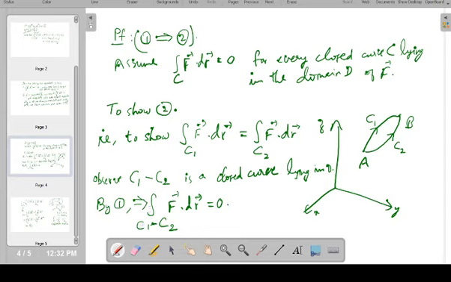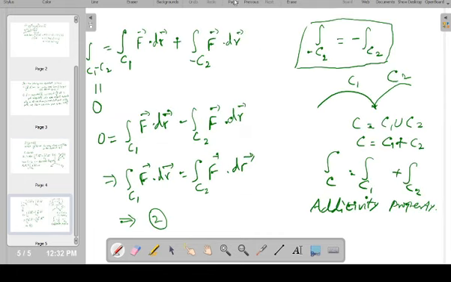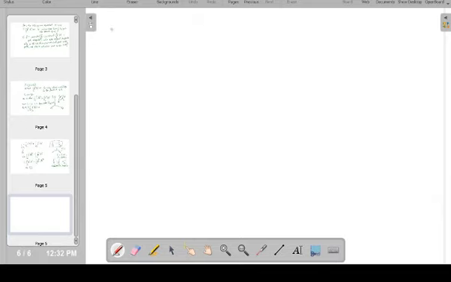Now the other way around. Assume 2. I have to prove 1. Conversely, assume 2. So I am proving 2 implies 1. Proof of 2 implies 1. So assume 2. What I have to show?